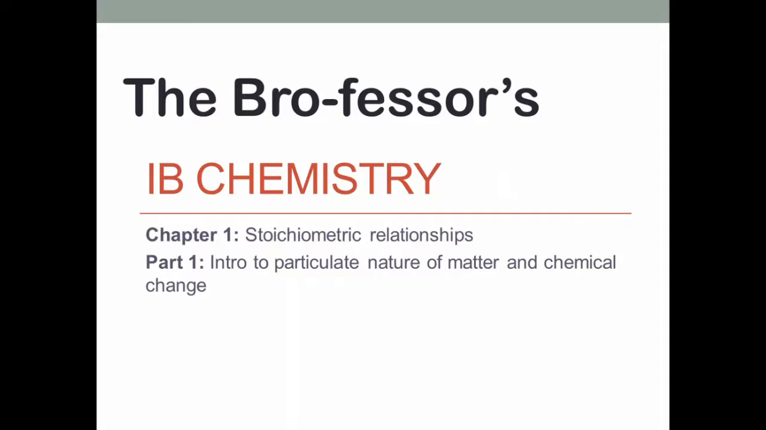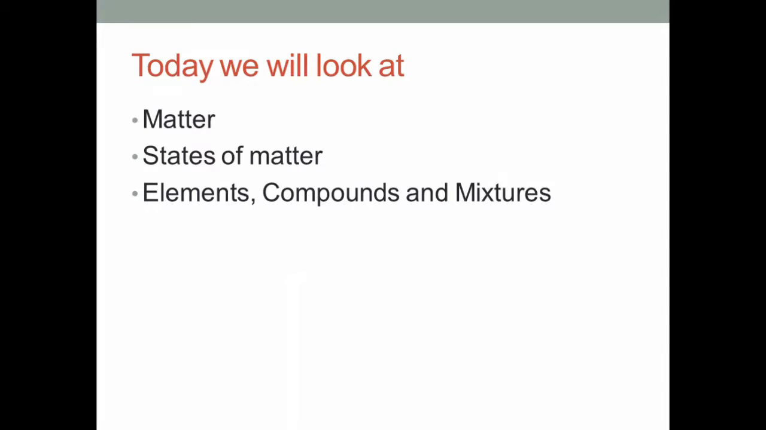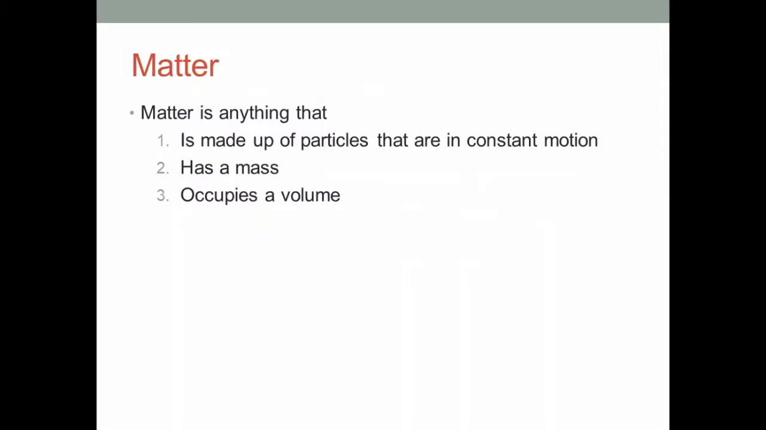Today we're going to look at a new segment of IB Chemistry, which is Chapter 1, Stoichiometric Relationships. Today's video will be on Part 1, the introduction to particulate nature of matter and chemical change. Today we're going to look at matter, states of matter, elements, compounds, and mixtures. So let's go right into it.